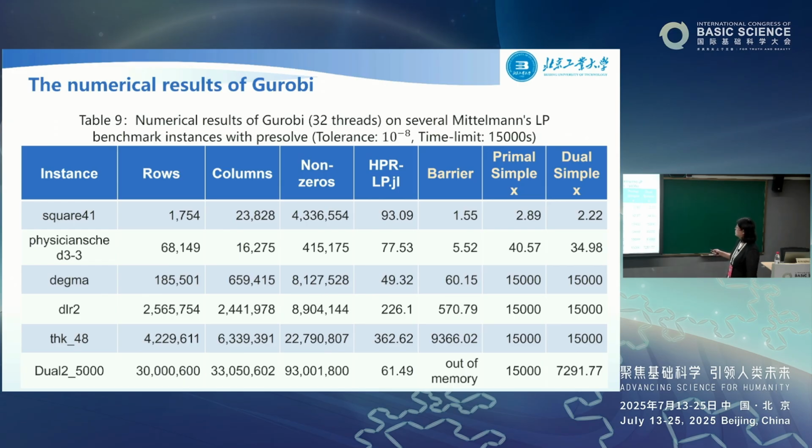This is the barrier method in Gurobi, which is an interior point method. For this one, it's out of memory. And for the primal dual simplex method, you can see for this case, it reaches the time limit. And for this one, it can be solved in more than 7,000 seconds. It's much slower than our method.